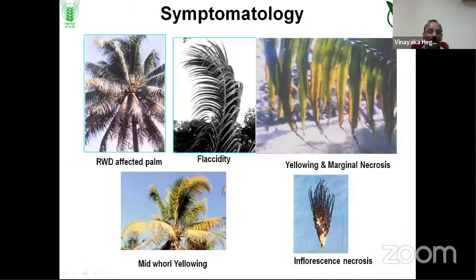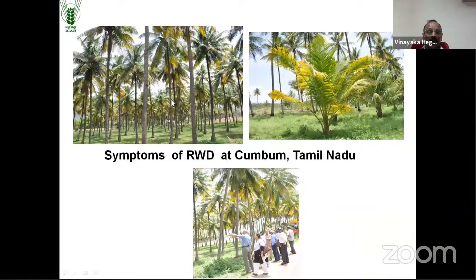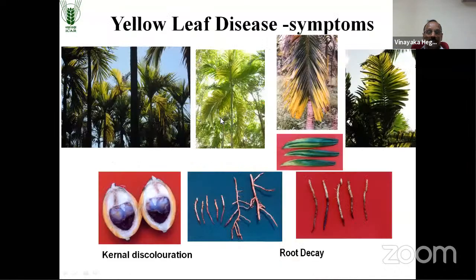In the root wilt affected palm, you can see here the bending of the leaves. One of the major first classic symptoms is the bending of the leaflets, this flaccidity, what we call it, and yellowing and marginal necrosis. This yellowing on the margins and necrosis are the typical symptoms of root wilt disease. Mid-whorl yellowing is also sometimes noticed. The inflorescence will be necrotic, and over the years there will not be any yield, only the palm you will see. Sometimes in the Tamil Nadu area we have seen mainly the yellowing type, and drooping, that flaccidity of the leaves, is noticed. This is again in Arecanut.